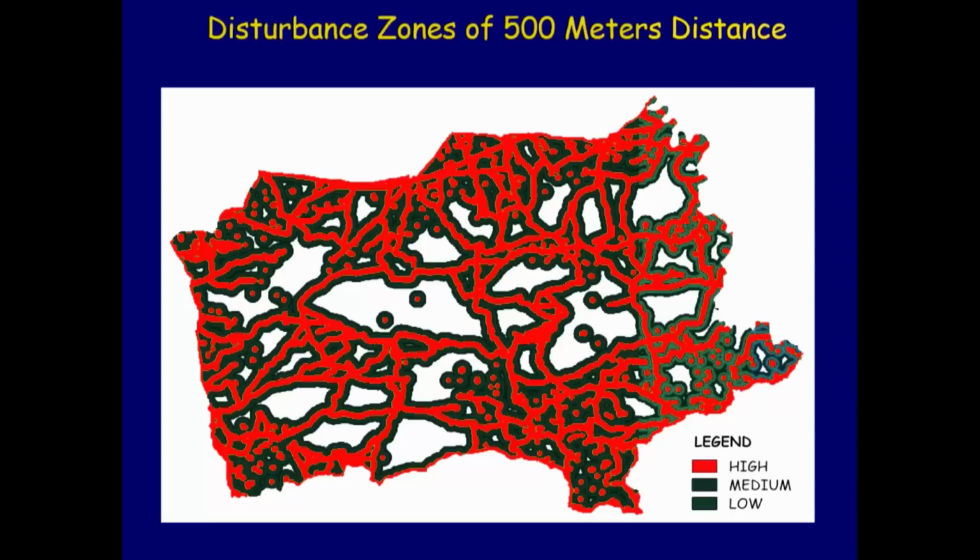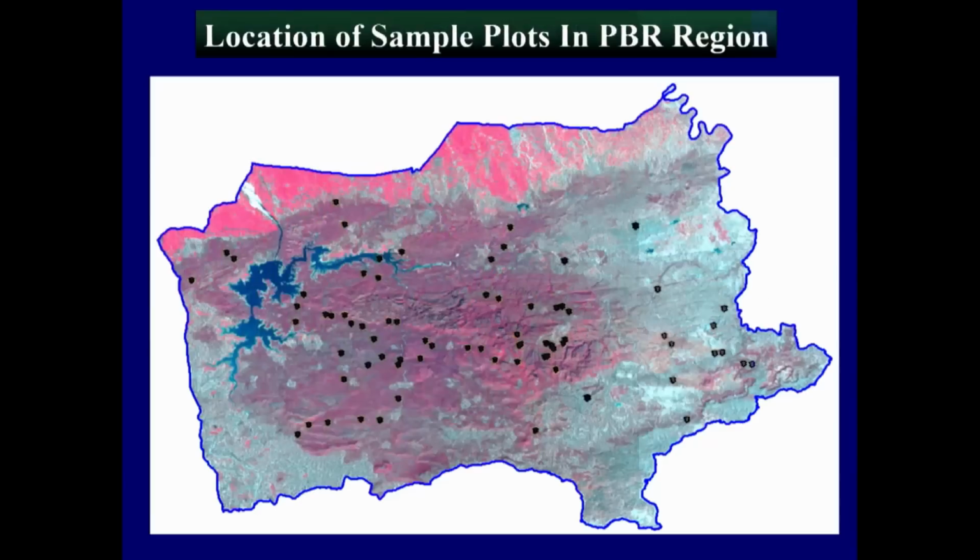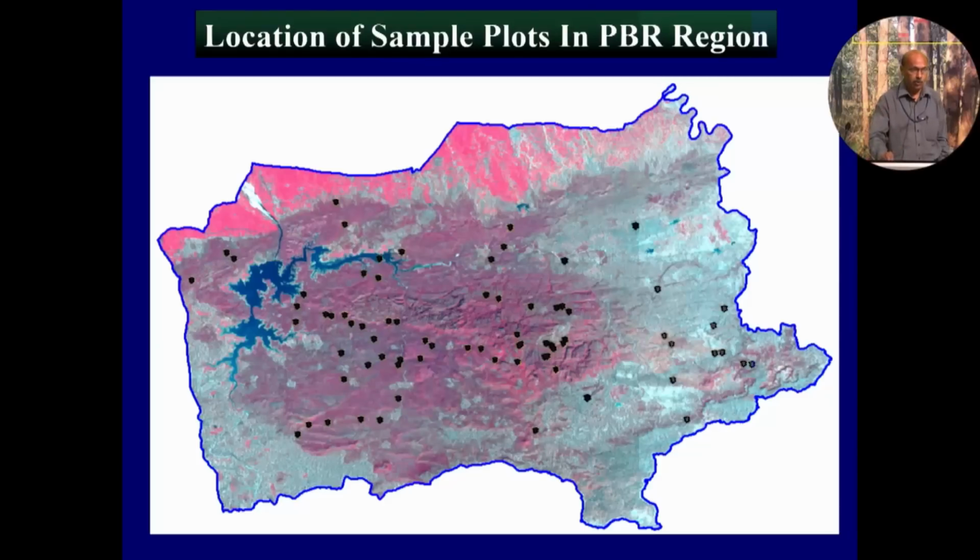Then we can create this kind of disturbance zone map. This is the road network within the national park. Please remember that Pachmarhi Biosphere Reserve has a very high density of population and a very high density of road network. There are two wildlife sanctuaries and one national park, so it is a very dangerous situation for us. So what we have done: we have FCC, we have located the areas, we have gone there, and these stars which you see are the areas where we have done sampling.